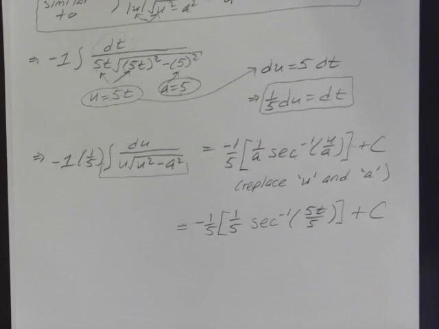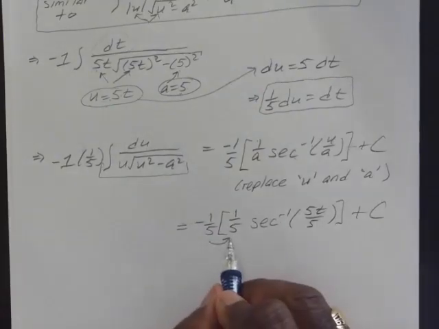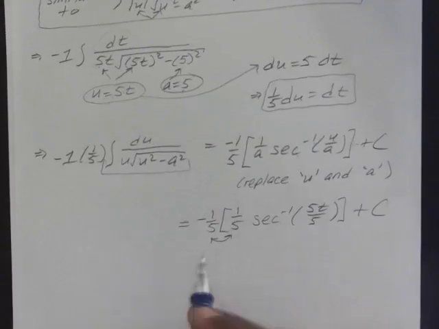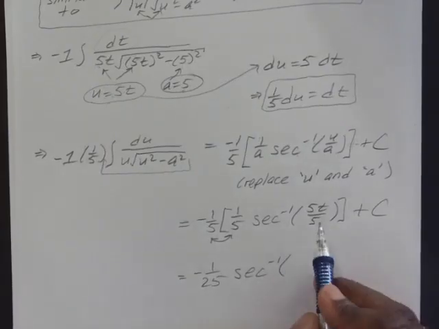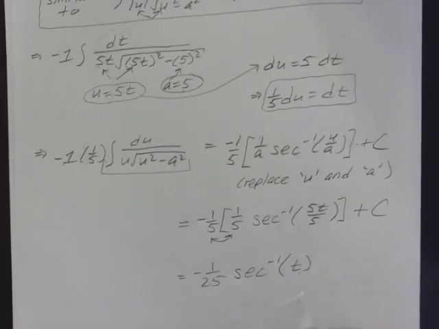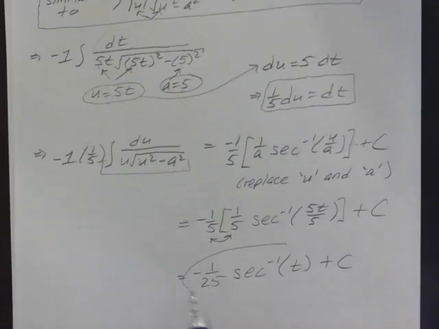Okay, so once you replace your u and a, the only step left is to simplify it if needed. We go ahead and multiply those two. That gives us -1/25 times secant inverse of 5t divided by 5 is just t, plus c.